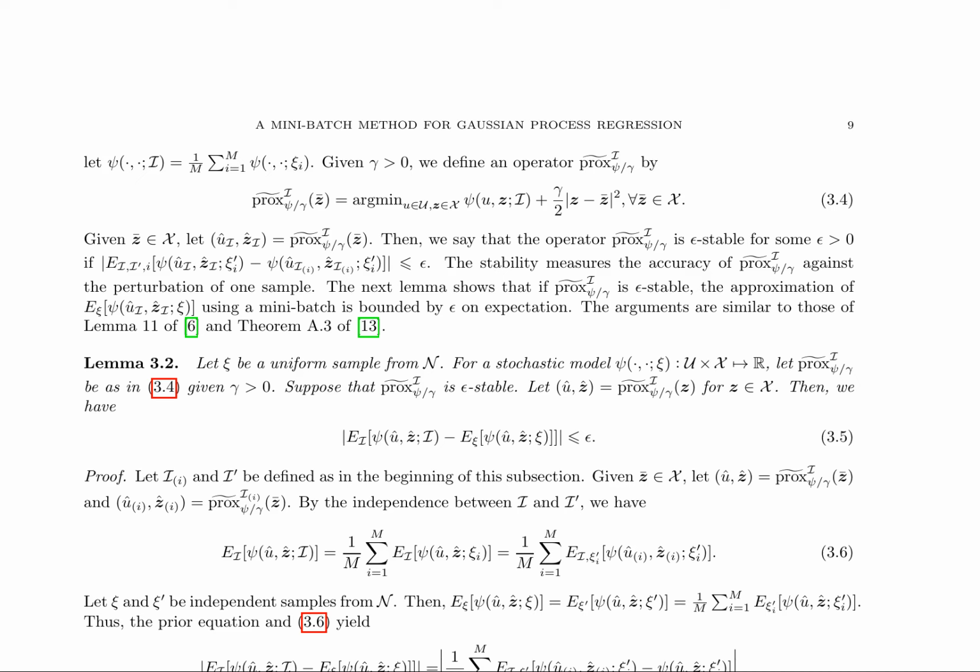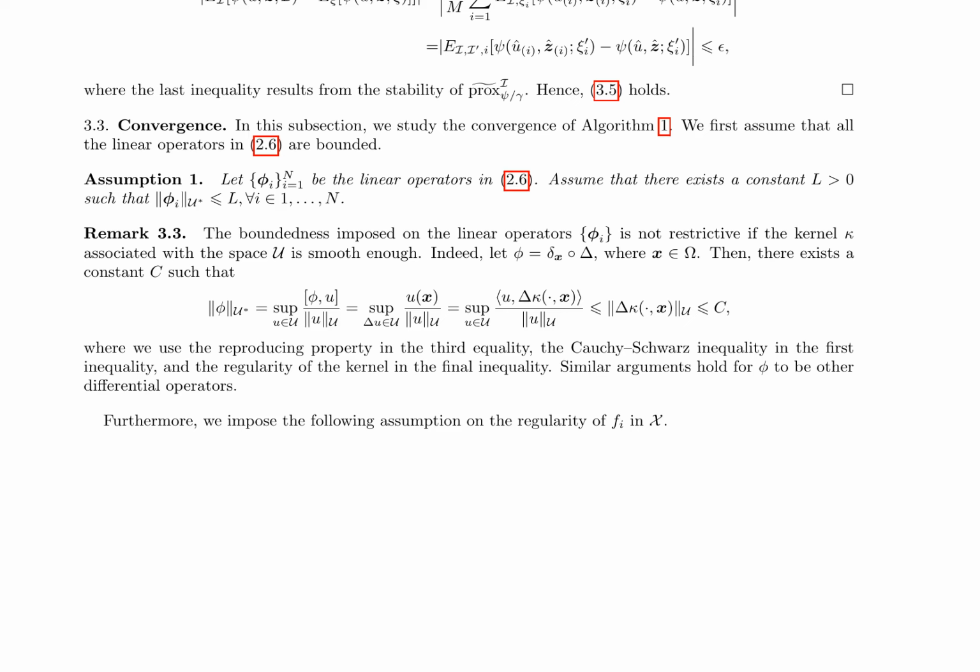analysis. Given gamma greater than 0, we define an operator G_prox,ξ,ψ,γ by G_prox,ξ,ψ,γ(z) equals argmin over u in U, z in X of ψ(u(z), I) plus γ/2 times the norm of z minus z squared, for all z in X. This operator is E-stable for some E greater than 0 if the approximation of G_prox using a mini-batch is bounded by E in expectation.